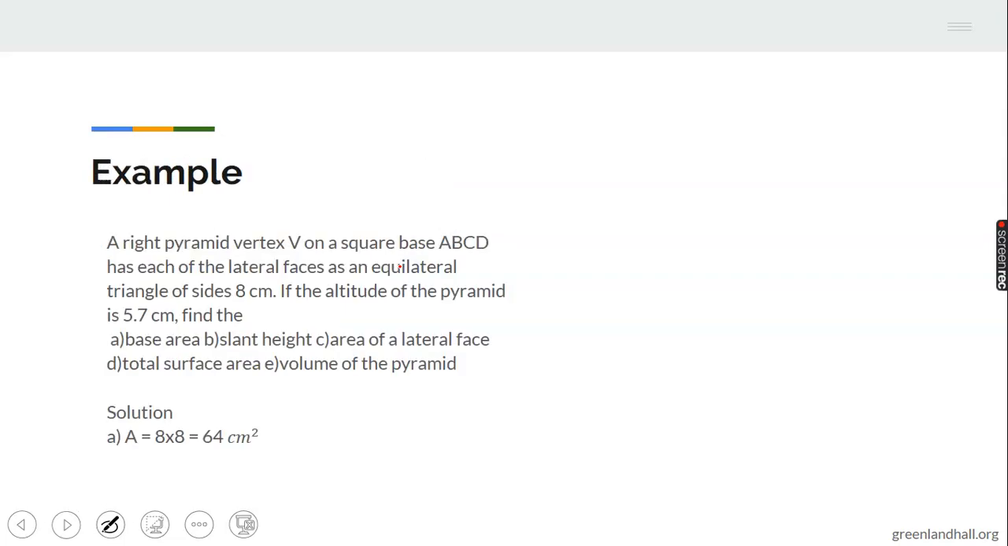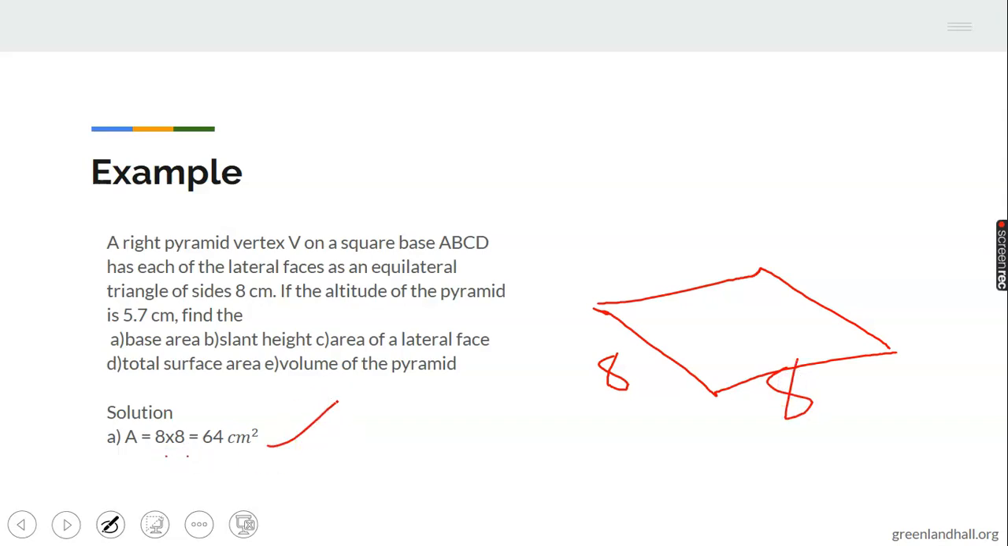We're given that pyramid. It's having a square as the base. This is the square. It is 8 by 8. So the area is 8 times 8, which is 64. Now they want us to get the slant height of this one. So there's a triangle here. You can bisect it into two. So we want to get this h.